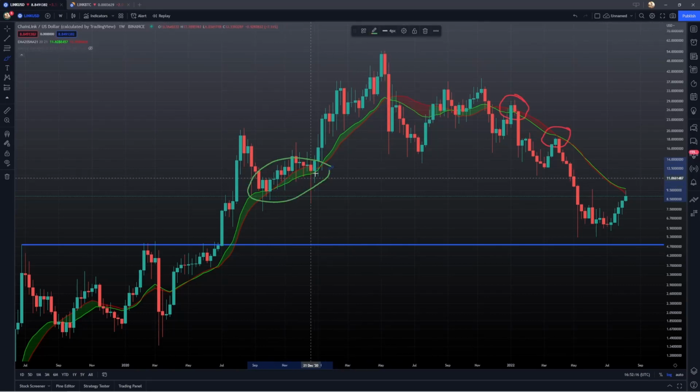So if we go back here to 2020, you can see we had this big correction from $20 down to about $9. This was the level that we held support. We bounced off of all of these candles on the weekly. We're holding it as support. We continued higher and then made higher highs.